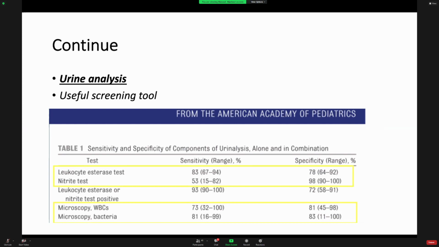Nitrite is the product of conversion of nitrate to nitrite by certain gram-negative bacteria. It's not with all urinary pathogens, only with specific gram-negatives, mainly Proteus, where the nitrite test will be positive. If the leukocyte esterase and nitrite tests are both positive, it highly indicates that we have a UTI. If both are negative, the patient is unlikely to have UTI. So it's a useful screening tool, but it's not confirming the diagnosis.